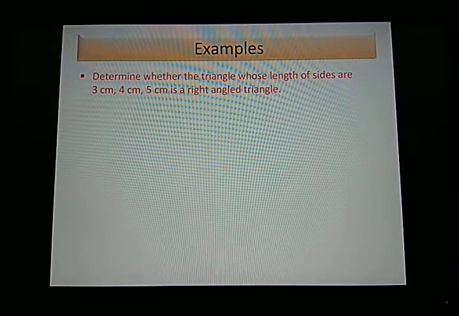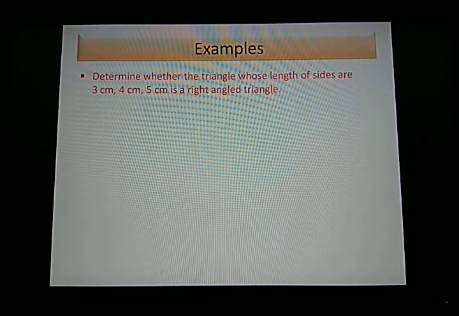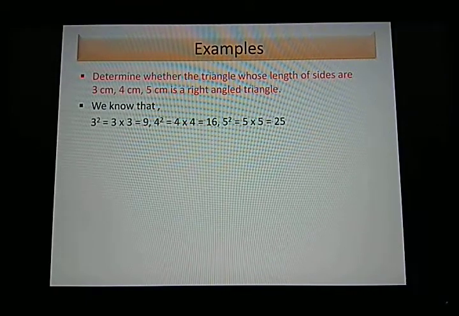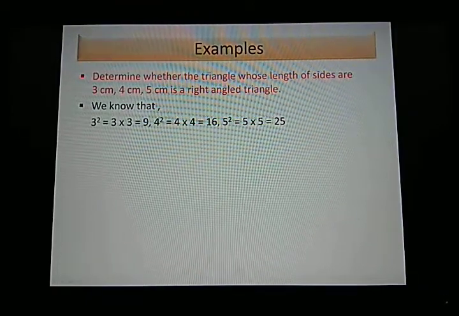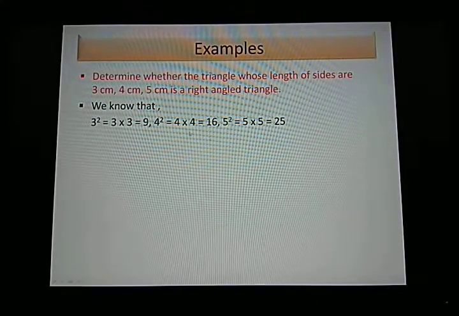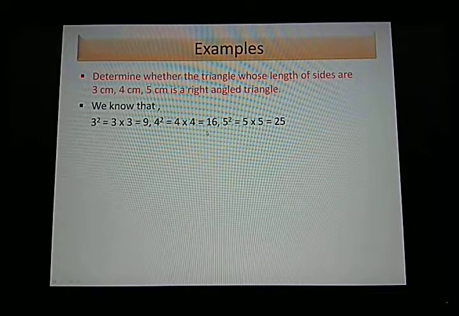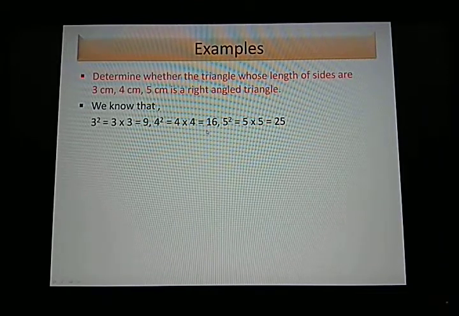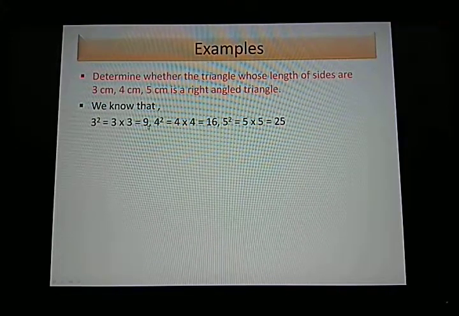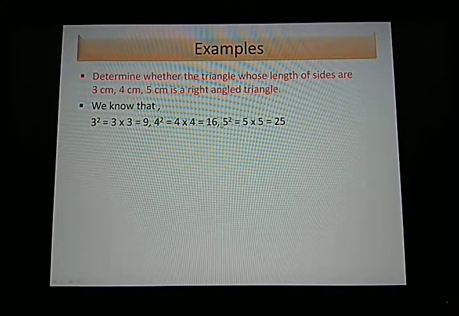But before applying the Pythagoras property, let us first find out the squares of these sides. So we know that 3 square is 9, 4 square is 16, and 5 square is 25. Now we have to take the sum of any two sides' squares and check whether it is equal to the square of the third side or not. So if you see here carefully, this 9 plus 16 will give you how much?